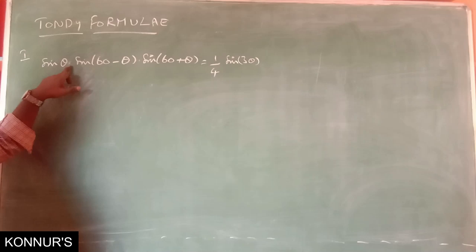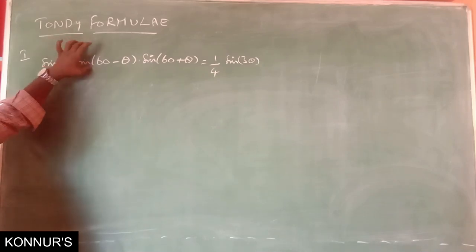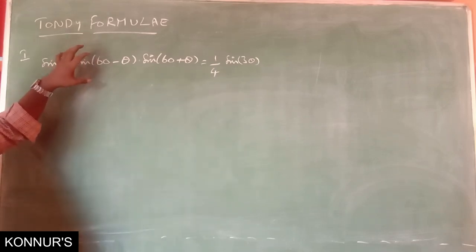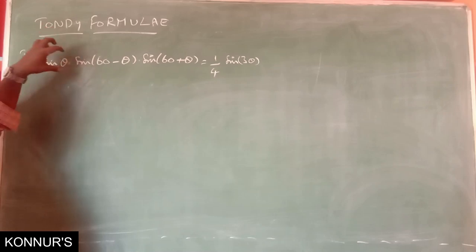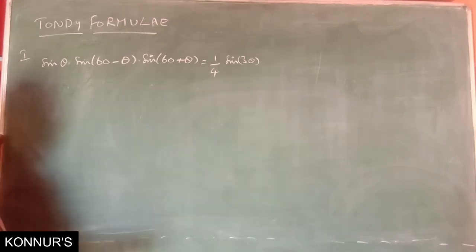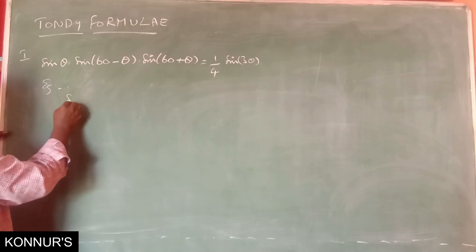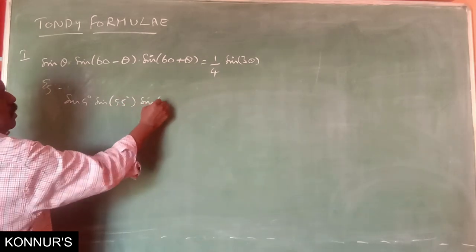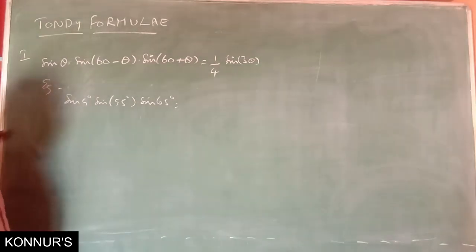Of course, this formula is not in our syllabus as a problem, but this type of problem is there in our textbook, only in the exercise problems. But we are taking it as a formula. This formula is asked many times in the CET and the JEE Mains also. For example, sine 5 degrees into sine 55 degrees into sine 65 degrees in the JEE Mains or in the CET exam.